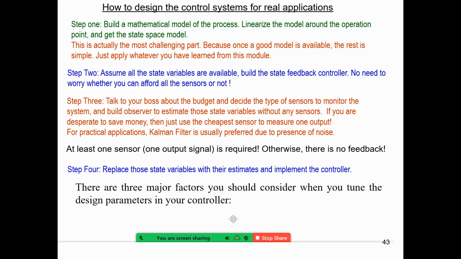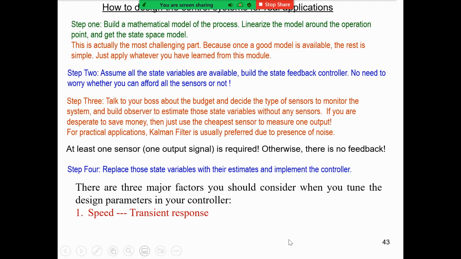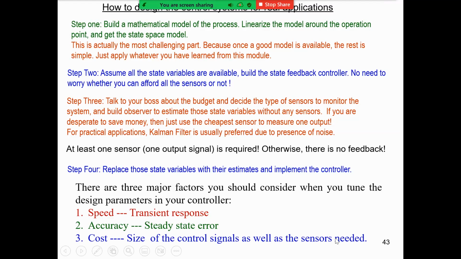Okay, and then the 3 factors when you design a controller in reality. Of course, the speed, right? You look at the transient response. Then the accuracy, right? The steady state error. And the cost. So there is a balance, right? If you want to be very fast, normally the cost is high. So there is a compromise you have to make.